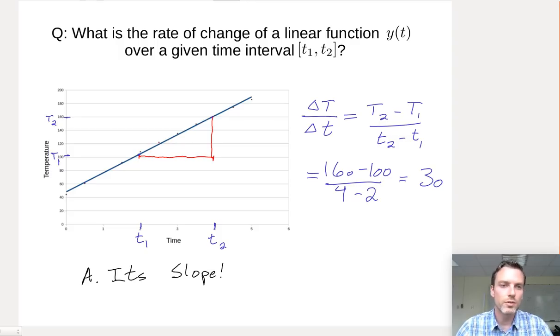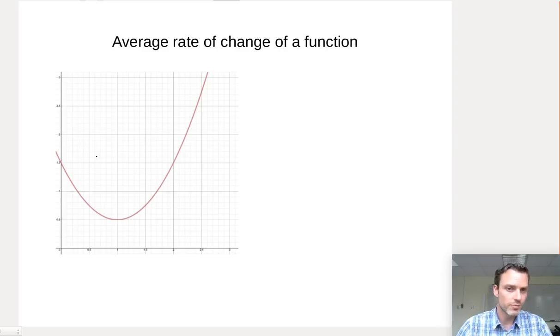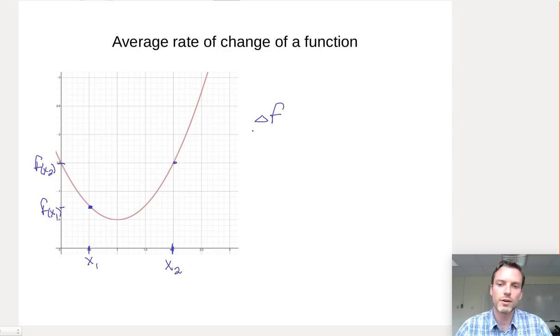Okay, so we don't only have to consider linear functions to find the rate of change. We could also find the average rate of change of an arbitrary function. So for example, here we have a quadratic function. I could find the average rate of change over an interval, let's say x1 to x2, like this, then I need to find f of x1 and f of x2, like this. Then the average rate of change over the interval x1 to x2 is just the change of f on that interval over the change in x, which is equal to f of x2 minus f of x1.